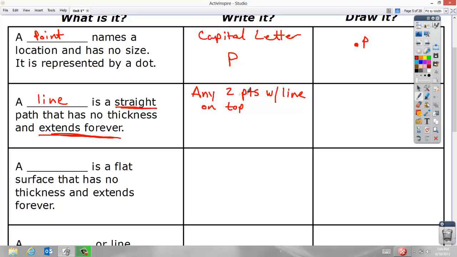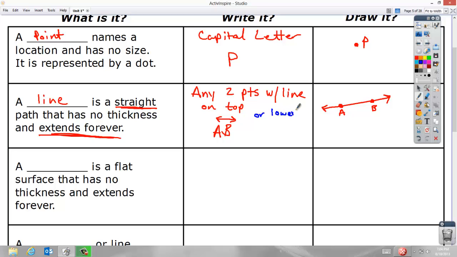Now, how do we write a line? We use any 2 points with a line on the top. So an example of that would be A, B, with a line on the top. Okay, pretty simple. How do we draw that? Well, we have a line, you're used to. We have point A and point B.